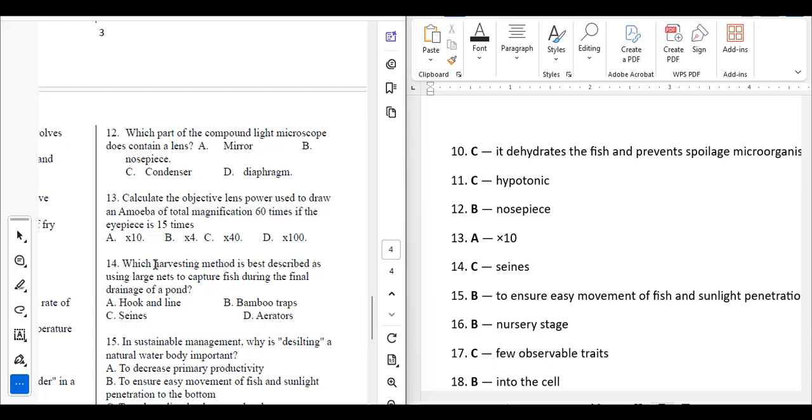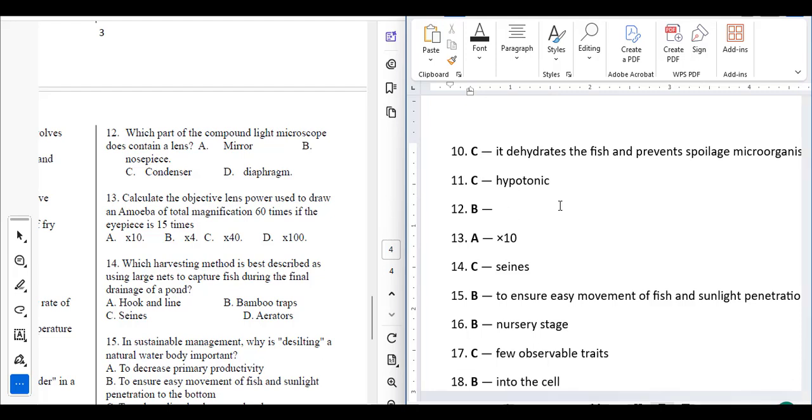Which part of the compound light microscope does contain a lens? A mirror, nose piece, condenser, diaphragm. Mirror, nose piece, condenser, and diaphragm. This option is not right. This option is not right. So it has to be a condenser.